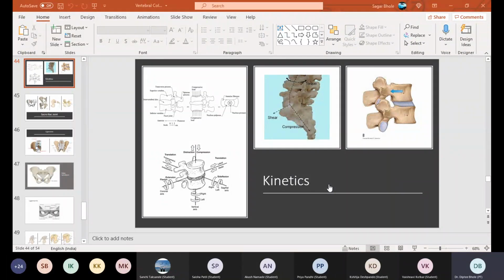No? Because if this is clear, we are now going to go on to a region which is different structurally as well as functionally. Should we proceed then? Yes, ma'am. Okay. So we should see the SI joint now.